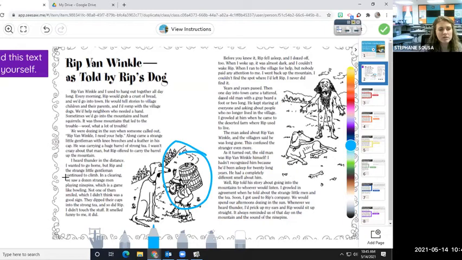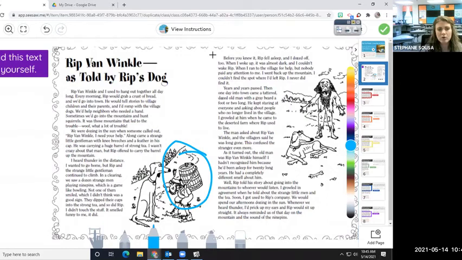In a clearing, we saw a dozen strange men playing ninepins, which is a game like bowling. Not one of them smiled. I didn't think it was a good sign. They dipped their cups into the strong tea, and so did Rip. I didn't touch the stuff. It smelled funny to me, it did.